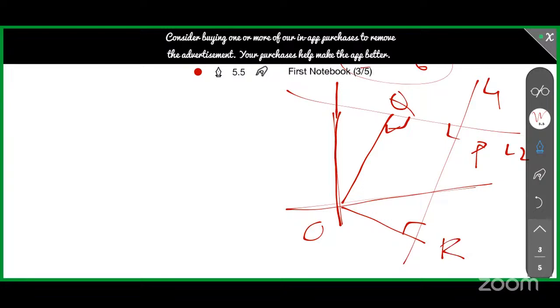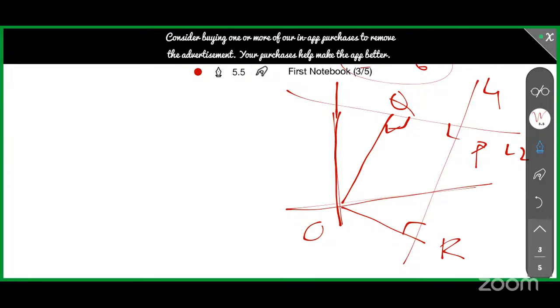Now my angle P is 90 degrees because the lines are perpendicular. Angle Q and angle R are 90 degrees because they are normals. What will be angle O? What will be the value of angle O? 90 degrees. Why? Because the three remaining angles are 90 degrees.